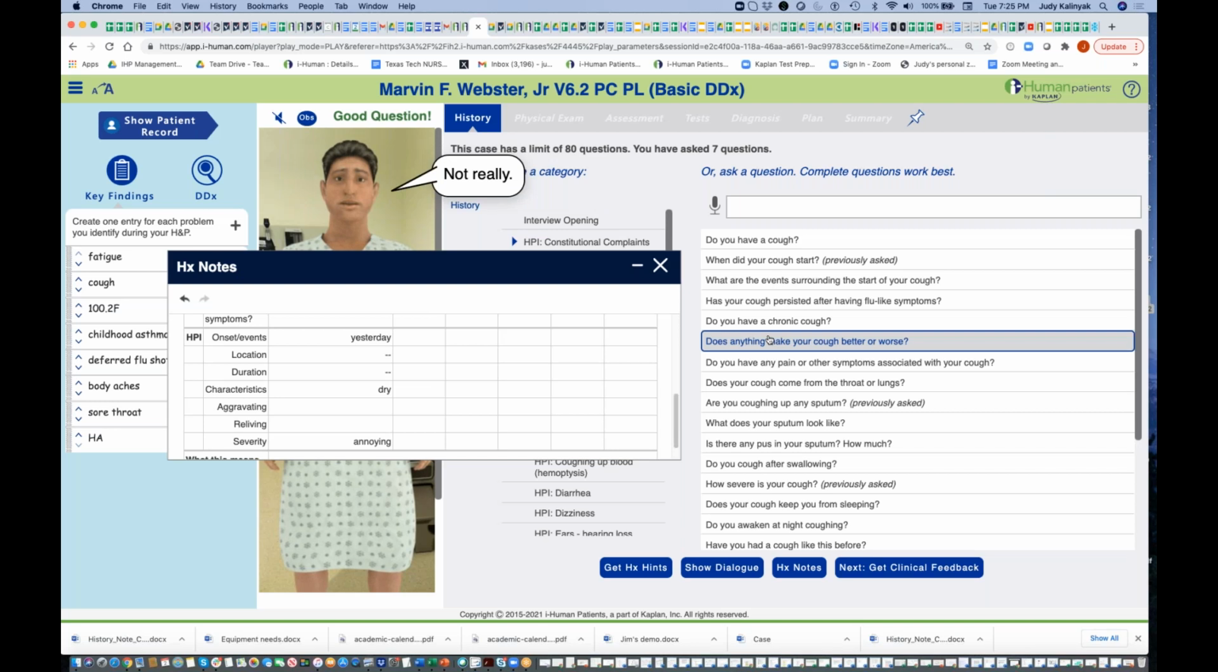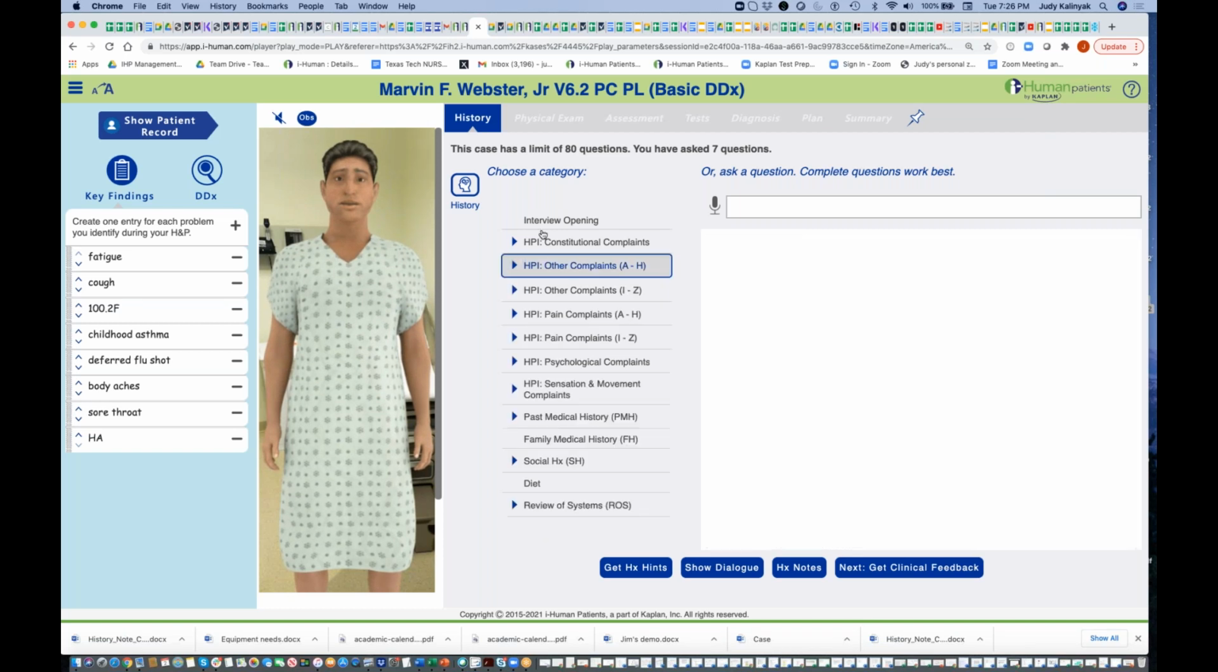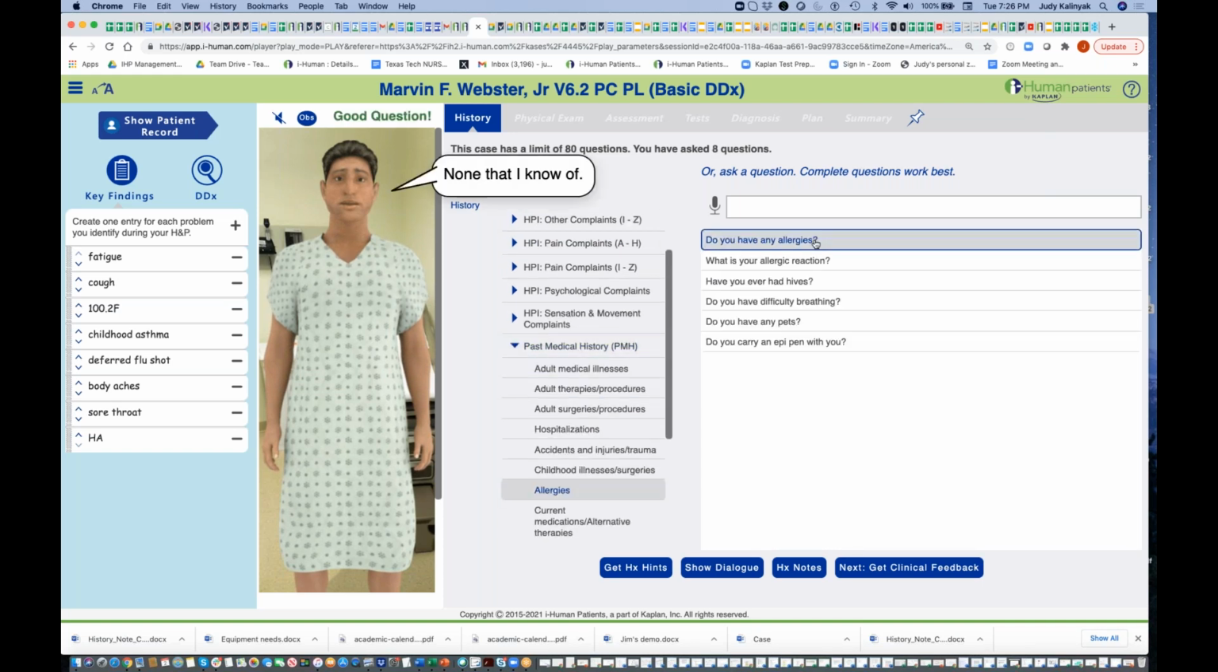If it's easy to relieve the symptoms, that also decreases my concern. So does anything make it better or worse? And I said, not really, but it doesn't sound all that bad. So you can see how I'm working through my OLD CARTS questions. If I think I'm done with everything, I would go first through all of my history of present illness for each symptom. I would then go to my past medical history and get allergies, update that.